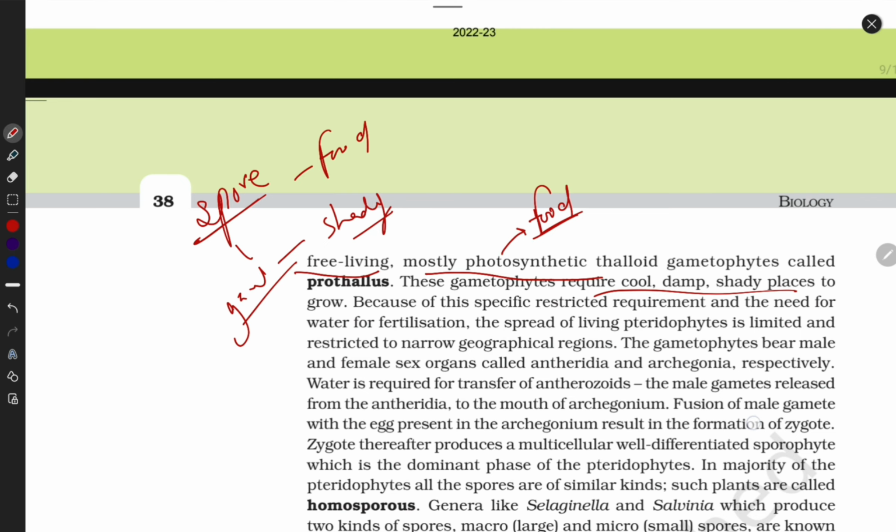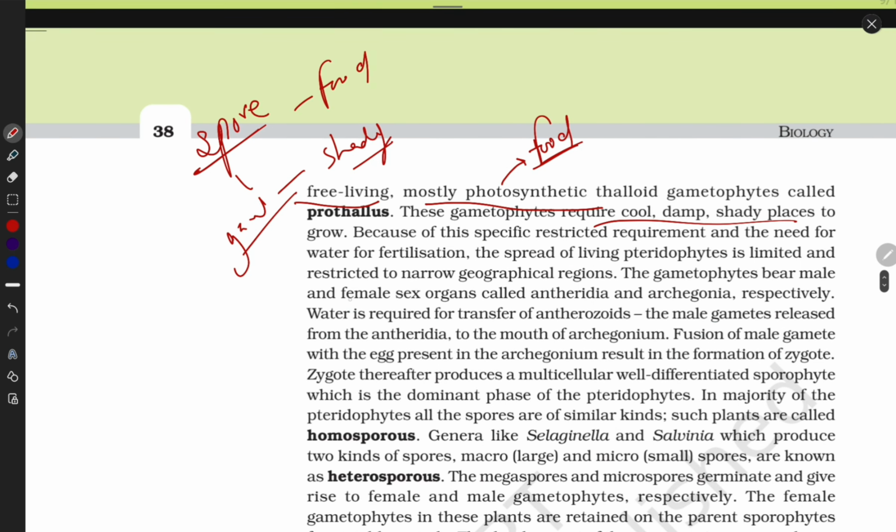Now let's talk about their fertilization. Yes, we know that they are found on land, but for fertilization they require water. This is a special feature. Also, the spread of living pteridophyta is limited and restricted to narrow geographical regions. Ferns and Selaginella are not located everywhere.